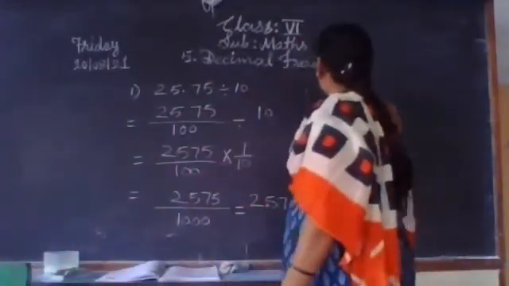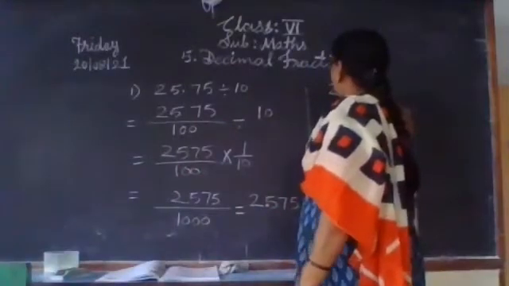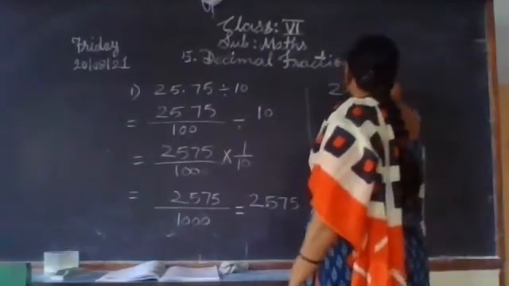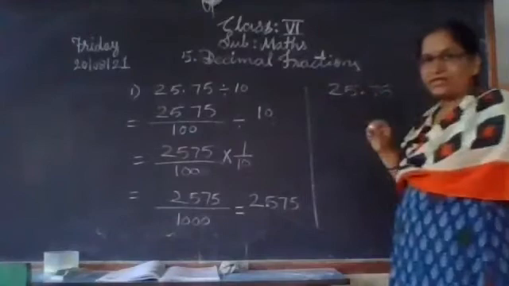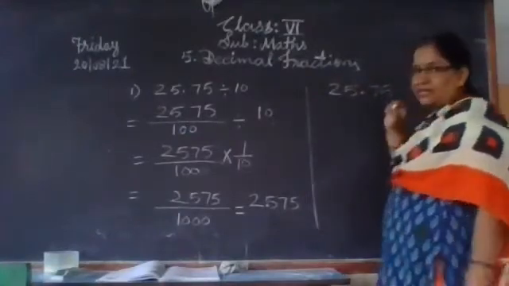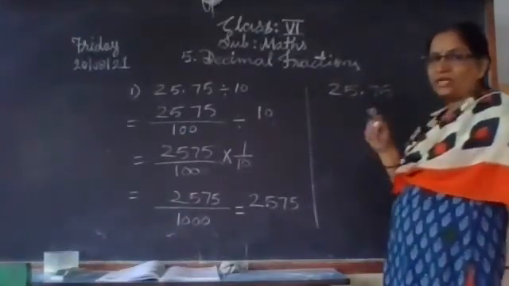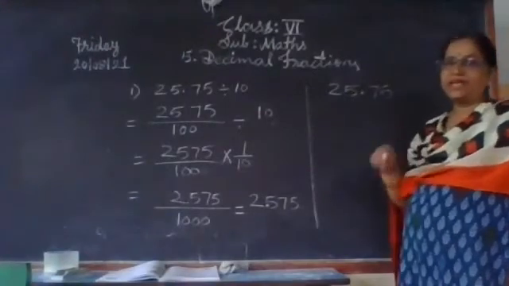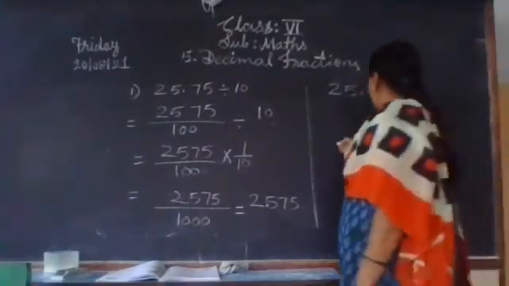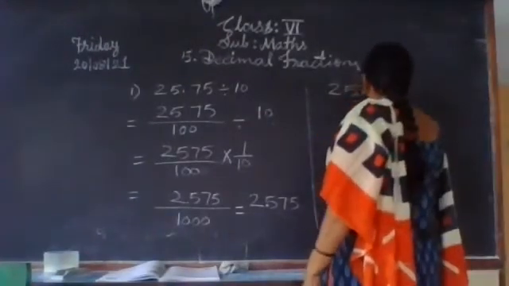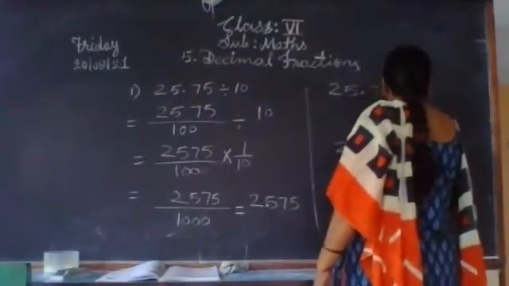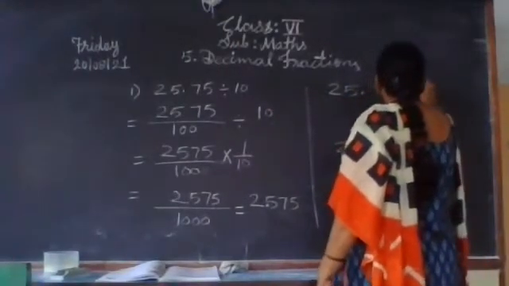So instead of doing all this, you can orally divide a number by 10, 100, 1000 and so on. Okay, so see, beta, how you will orally divide. It is 25.75. Yes, and remember this. In the previous class, we learned how to multiply a decimal number by 10, 100, 1000. So at that time what did we do, beta? 25.75 multiplied by 10, and here divided by 10.